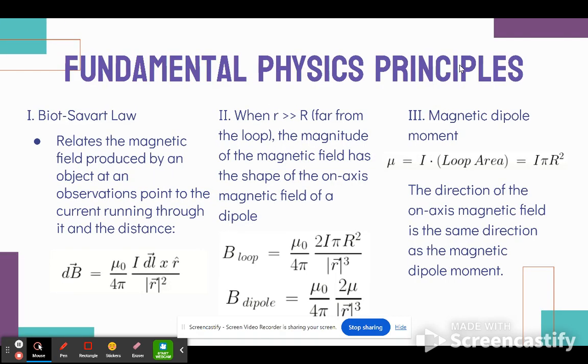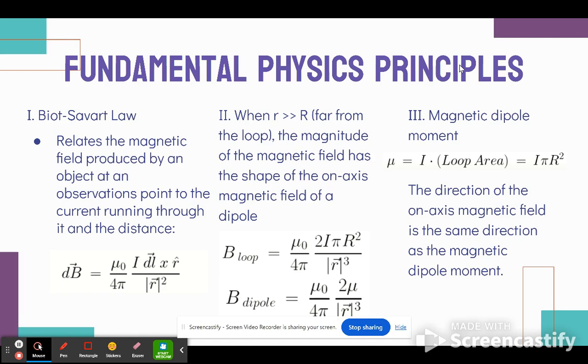So using GlowScript, this lab uses fundamental physics principles to model the different magnetic fields, and these principles include, in the computational model, the Biot-Savart law, which is crucial as it relates the magnetic field produced by an object at an observation point to the current that's running through it and the distance. The magnetic field dB for section dl is represented by the formula on the left.